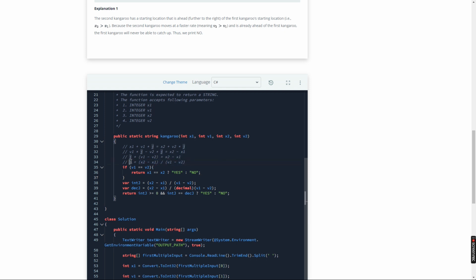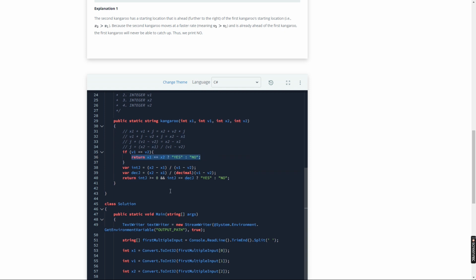So we know what j is. We need to just find it and check if it's an integer and if it's more than 0. But before we do that, we need to remember that we have a denominator and it cannot be 0. So first of all, we need to check that v2 equals v1. If it is, I guess we just return no, because x2 is always greater than x1. But as I said, it's safe to write this line.